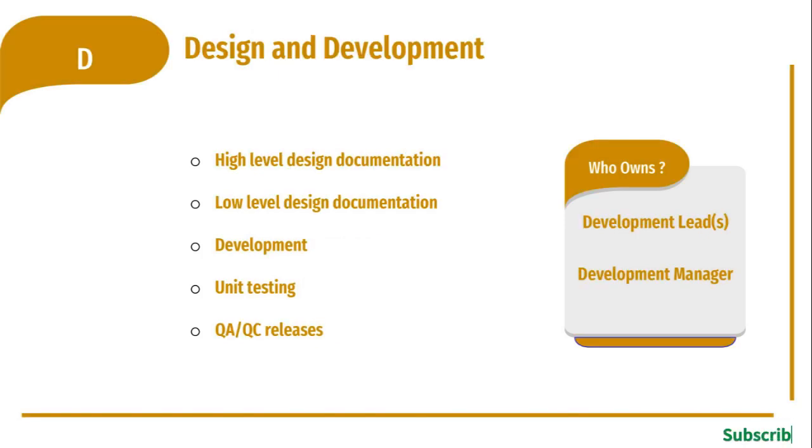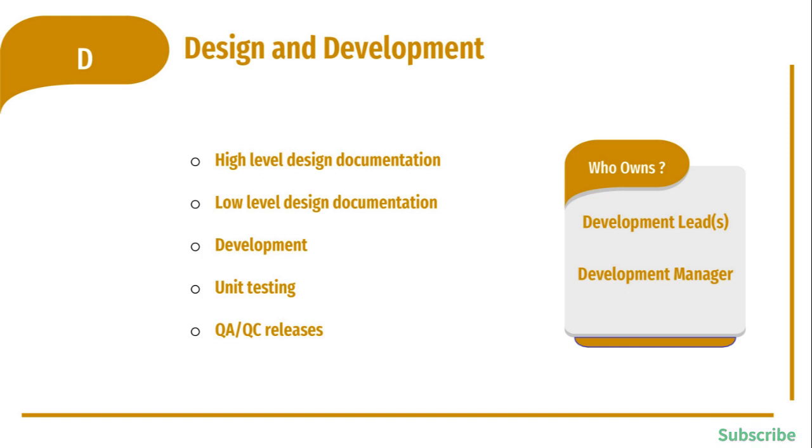After the planning is finalized, the project moves to the next phase, which is design and development. The development leads and development manager own this phase of the life cycle. The milestones in this phase are high-level and low-level design documentation, actual coding or scripting of all the features, unit testing each piece of the code, and releasing the code for quality check. This is the heart of the software development life cycle.